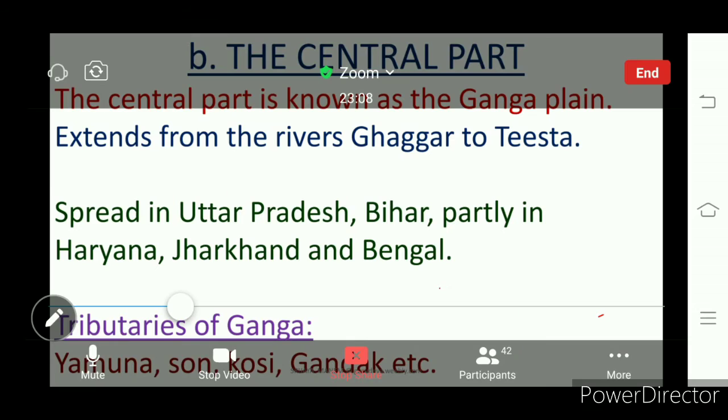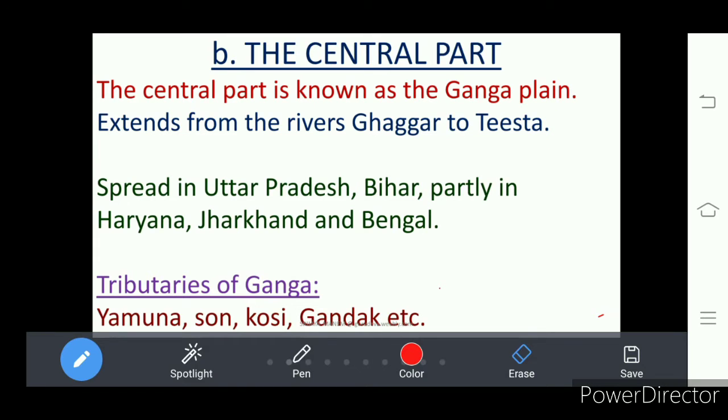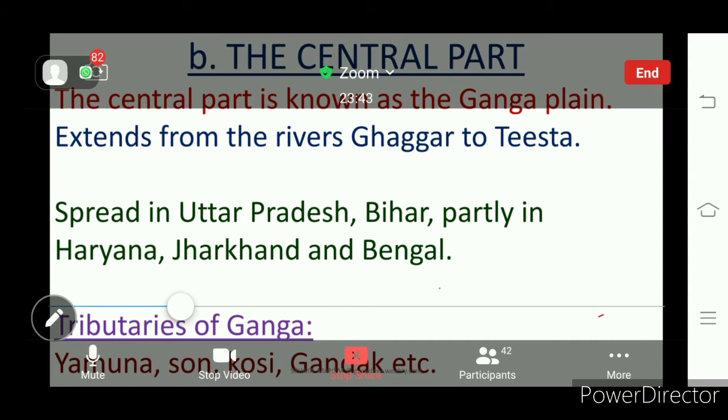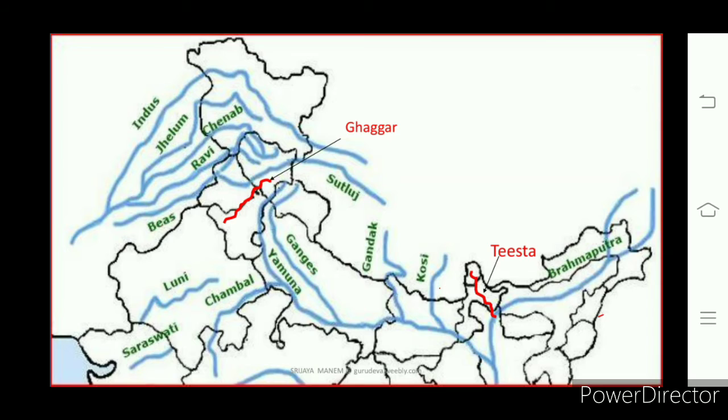and it extends from river Gagar. From where does it start? From river Gagar to Teesta. It flows through Uttar Pradesh, Bihar, and some part in Haryana, Jharkhand and Bengal. See, there are tributaries to the river Ganga. Those are Yamuna, Son, Kosi, Gandak. These are some tributaries.